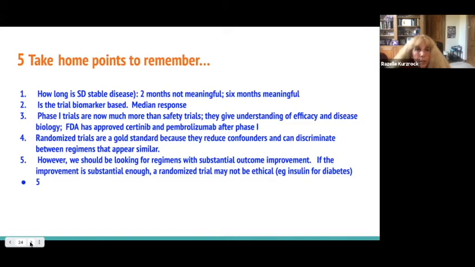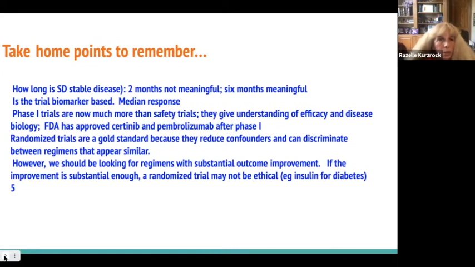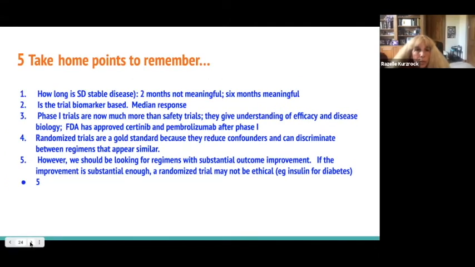Number 2, is a trial biomarker based? We already know that especially with targeted drugs, trials that use a targeted drug without a biomarker don't do very well. And unfortunately, in colorectal cancer, I see a lot of trials with targeted drugs without a biomarker. We recently published a paper in Nature Cancer that you might want to look at. It's called Missing the Target. It's a play on the word missing, about why we should be doing biomarker-based trials.